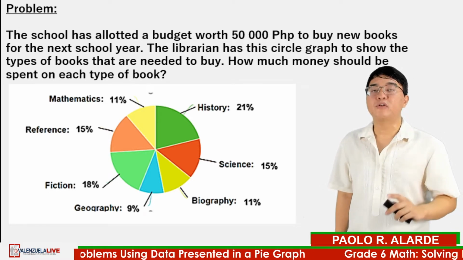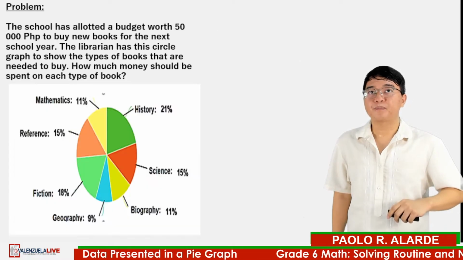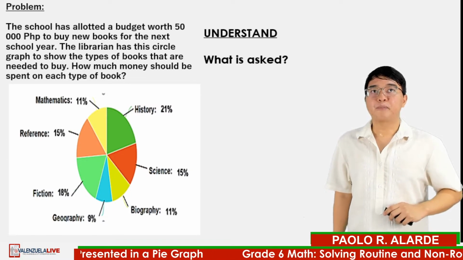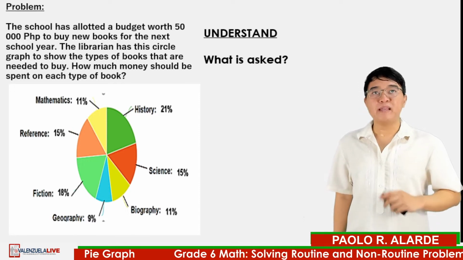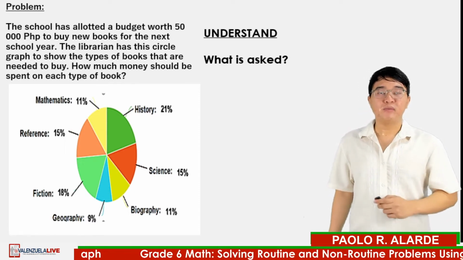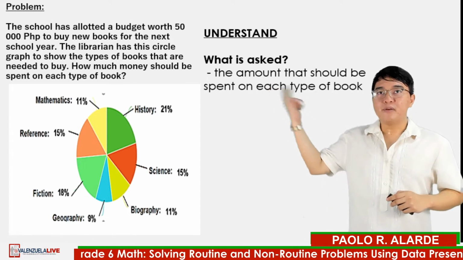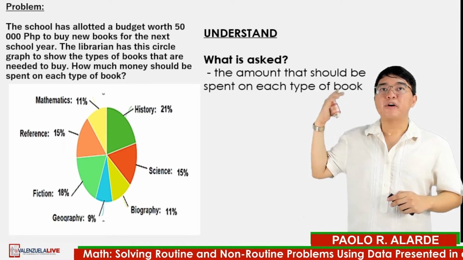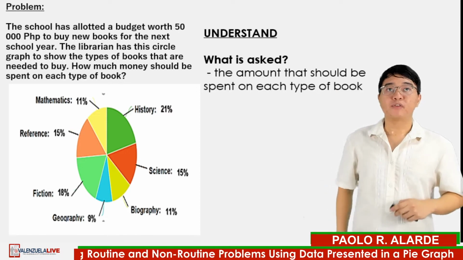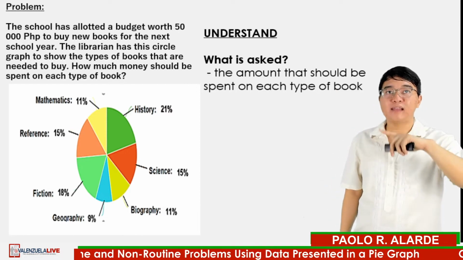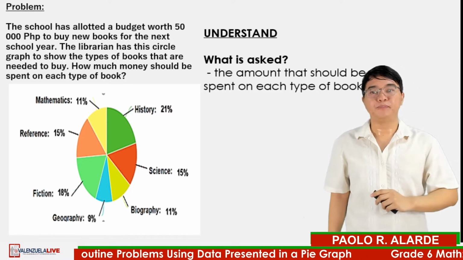First and foremost, let us understand the problem. By understanding the problem, you have to know what is being asked. What is being asked in the problem? In the problem, you are asked how much money should be spent on each type of book. So you can answer it this way. What is asked? The amount that should be spent on each type of book.